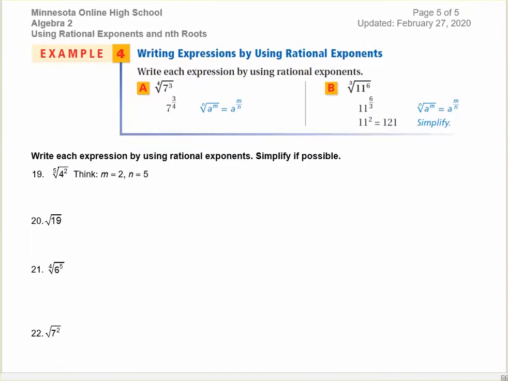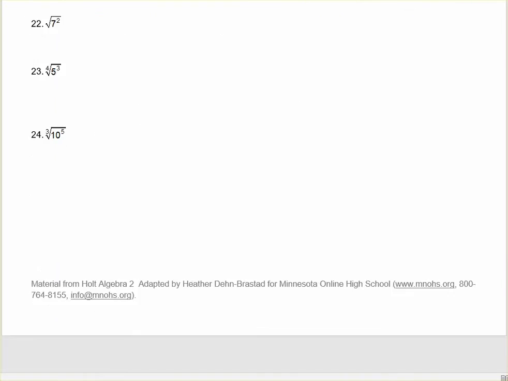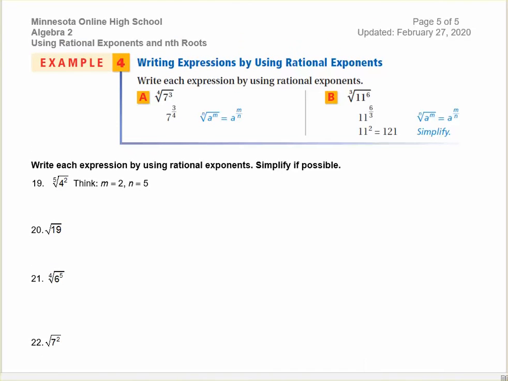All right, and then on this last section, it's more simplifying, and this time you're going to have it as a root, and you're going to write it as a rational exponent and simplify if possible. So like in number 20, you can write this as a rational exponent. That would be 19 to the 1/2 power. That can't be simplified anymore after that. The square root of 19 does not have a perfect square, so we'll just leave it as 19 to the 1/2 power. But you can write it as a rational exponent.